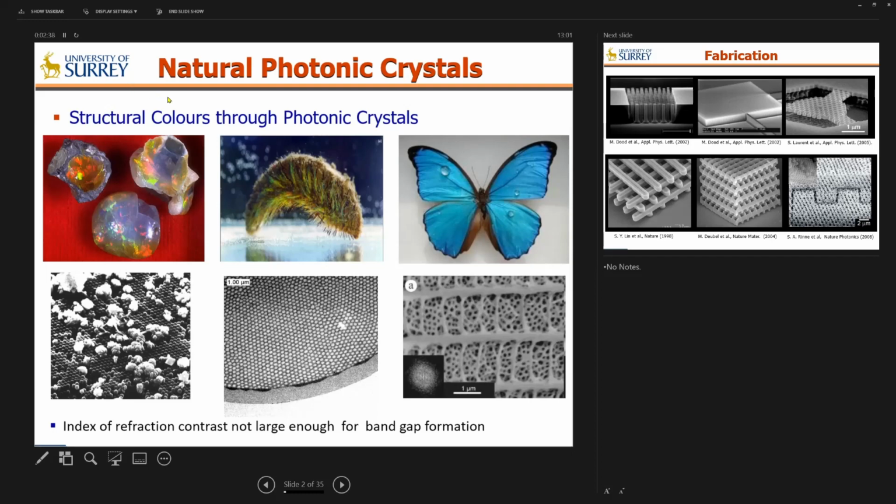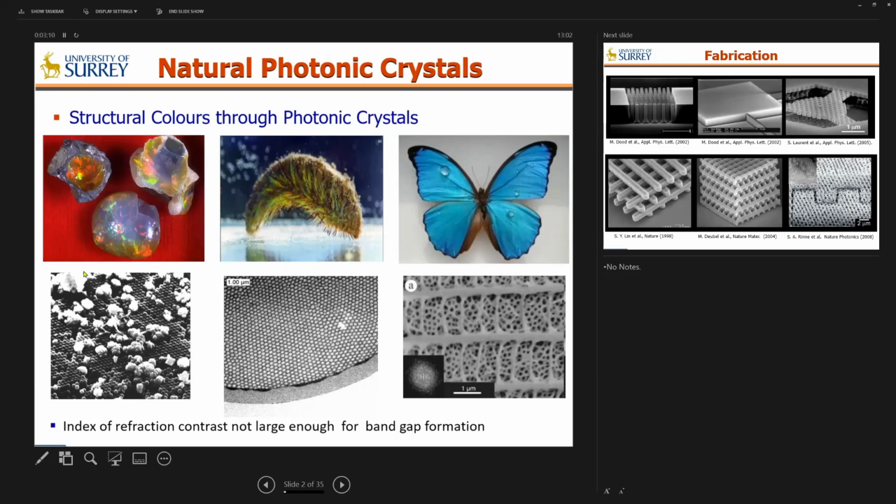In the case of the structural colors, and I start here with the example of opal, a semi-precious stone, we note that the colors coming out of the structure are first iridescent, so they depend on the angle at which we look at, and they present a variety of colors, from green, yellow over here, red, brown, and so on. And the mechanism through which these colors are produced is quite interesting.